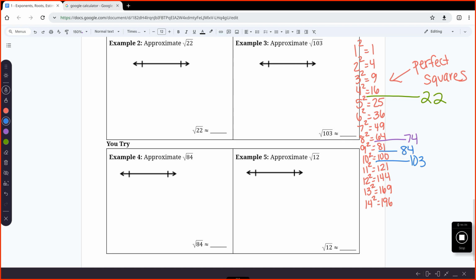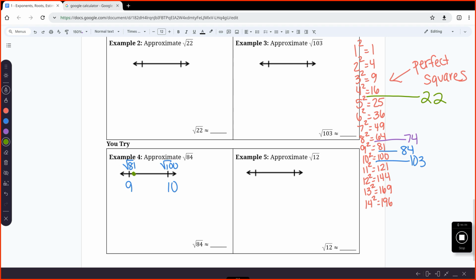Right, so square root of 81, square root of 100. Square root of 81 is 9, the square root of 100 is 10. So we know that this number, the square root of 84, is going to fall somewhere between 9 and 10. Okay, 84 is much, much closer to 81 than it is to 100. So my point would be somewhere maybe over here.